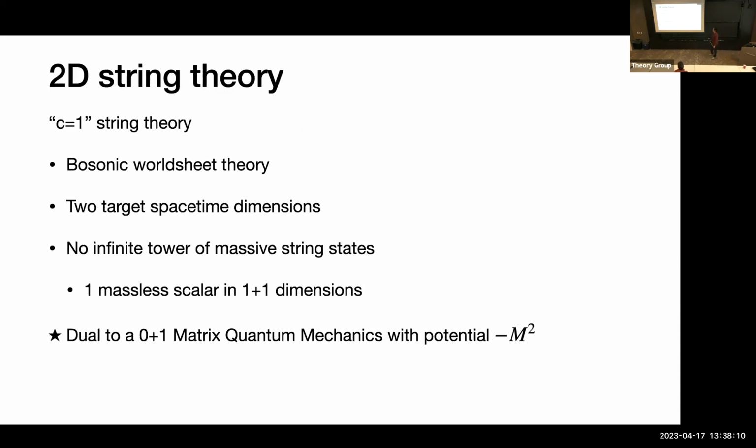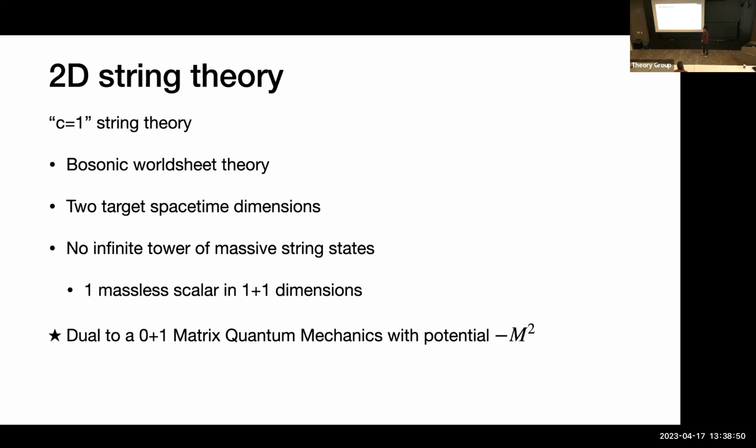Before that, let me just give you a few highlights of what two-dimensional string theory is, just to remind you a little bit. It's also known as c=1 string theory. It's a bosonic worldsheet theory, so it's nice: there's no supersymmetry either on the worldsheet or in spacetime. Less moving parts, so it's a bit simple. It's also a theory whose target spacetime is two-dimensional, so it's simple in that regard too. For example, there's no infinite tower of massive string states. In fact, there's only one propagating degree of freedom in spacetime, and it's just that of a massless scalar. So indeed very simple in this sense.